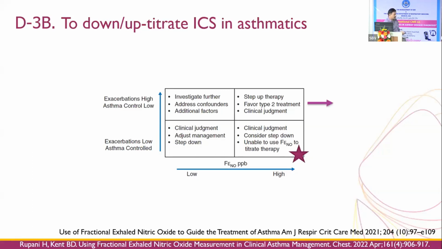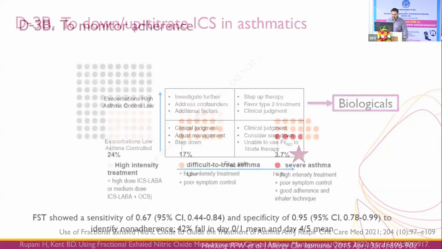You need to make sure the compliance is good, the technique is good. And once that is done, despite all that, then they will fall into the severe asthma category, which is when they become a candidate for biologicals. So this is how you'd use FeNO during follow-up.